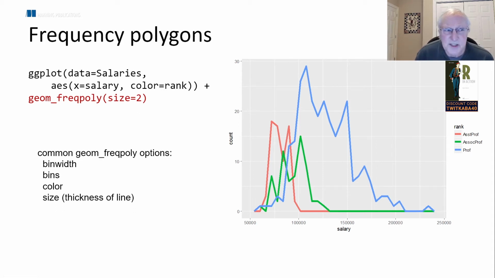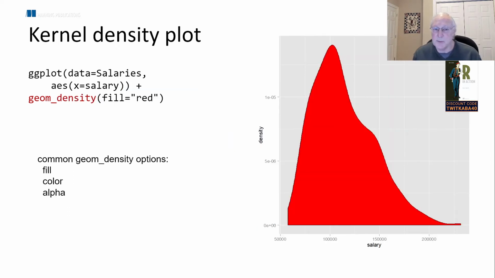Now, frequency polygons are okay, but I personally prefer to use density plots. So this is an example of a density plot, and you can think of it as a very smooth histogram. And we can see the shape of the distribution. All I'm doing is saying geom density, and I decided to fill it with red. And the way that you read this, you can look at this y-axis and you can go, what is this density? Well, think of it this way. The area under this curve is equal to 1.